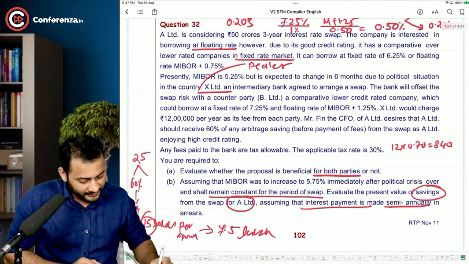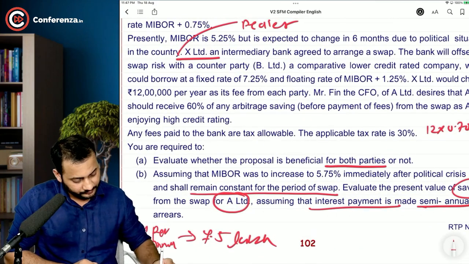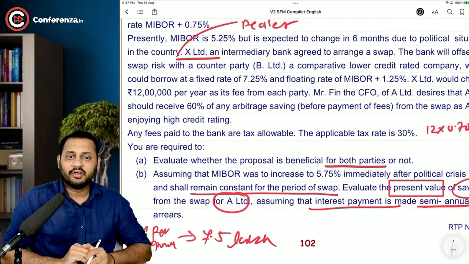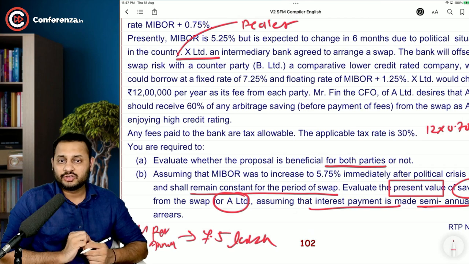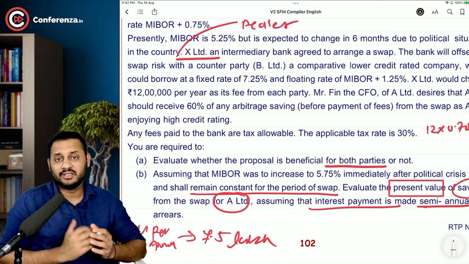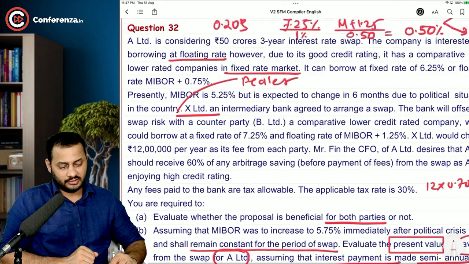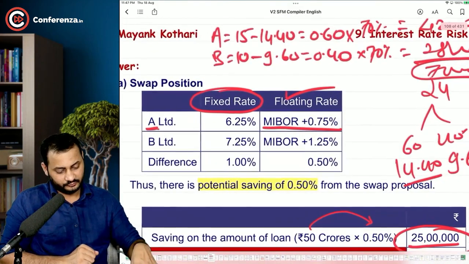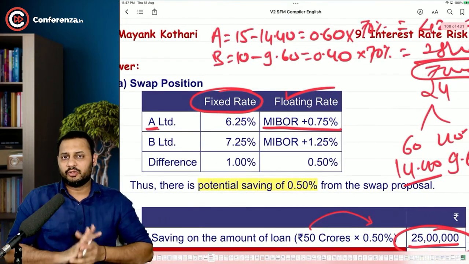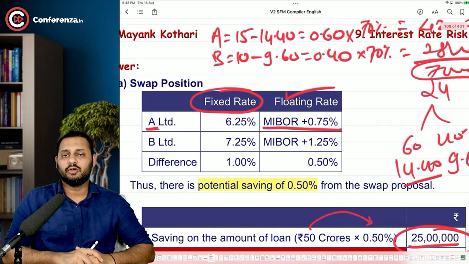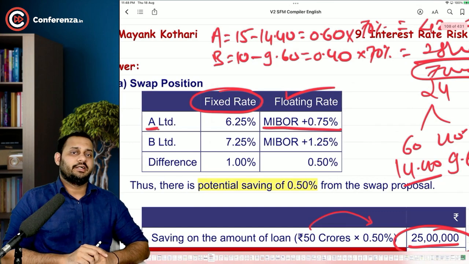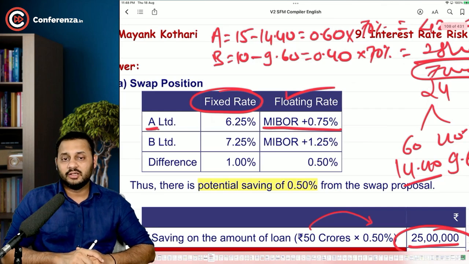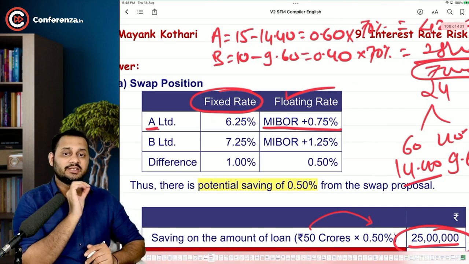Now we have to calculate the present value. Okay. My question to you is, what is exactly the cost of floating rate to you? What should be the discounting rate? Very simple, sir. If you would have directly borrowed the money from the bank, A Limited, it would have cost you MIBOR plus 0.75. But please understand, this is not the actual cost that we are going to bear. We will be paying something lesser than this.